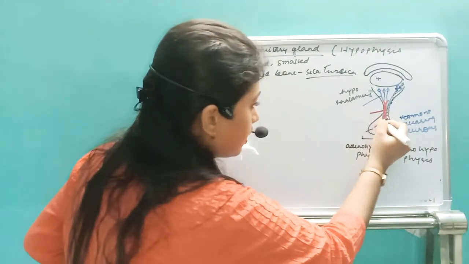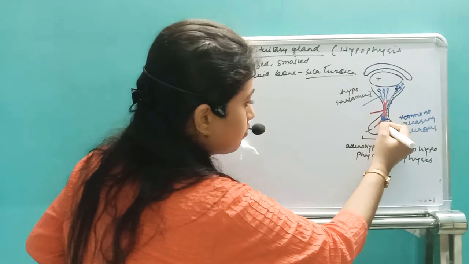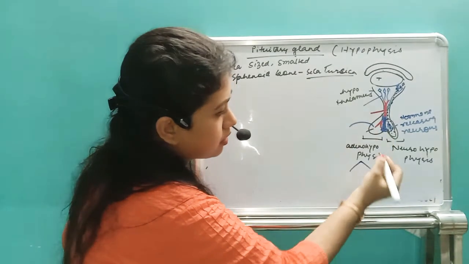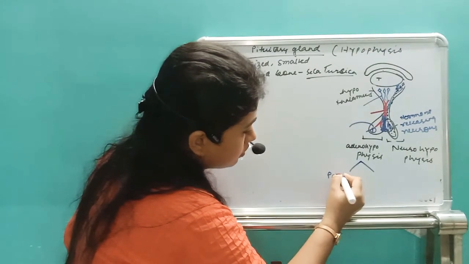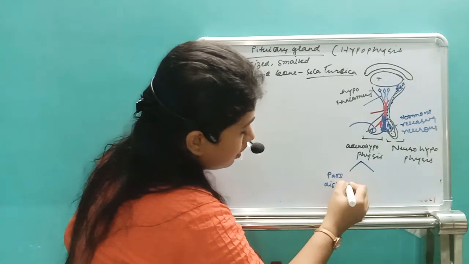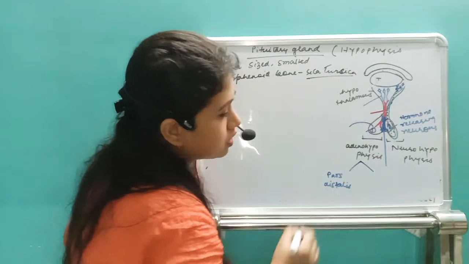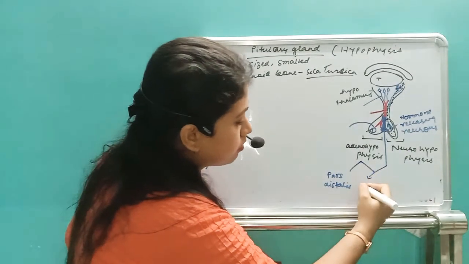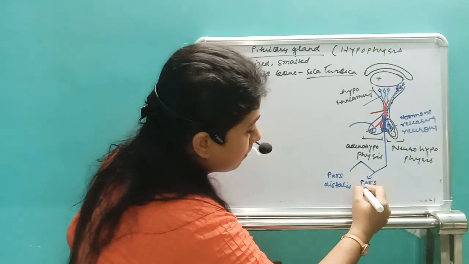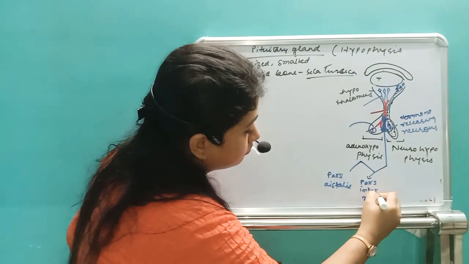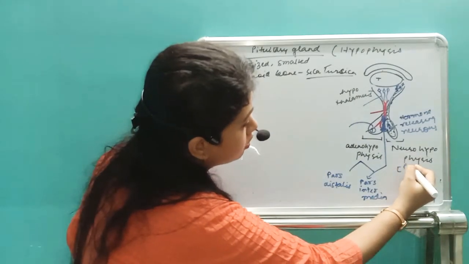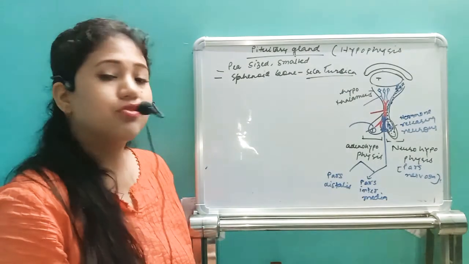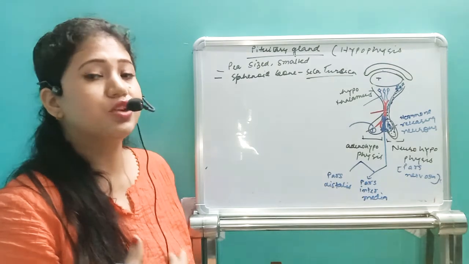What are they? See, the maximum part is the pars distalis, and the part which is present in between the adenohypophysis and neurohypophysis, we can call it the pars intermedia. Okay, and neurohypophysis is also called pars nervosa. Just remember that. Now just see, the pars distalis releases maximal hormones.